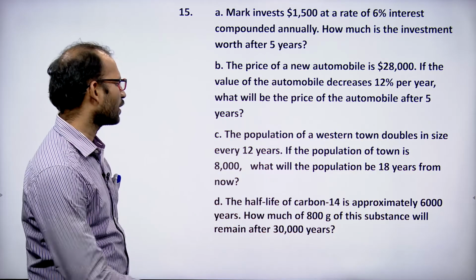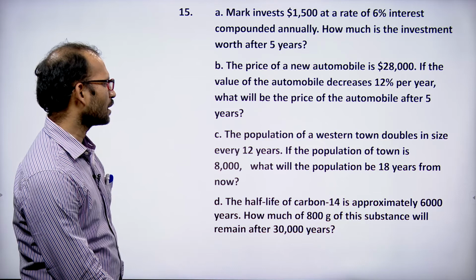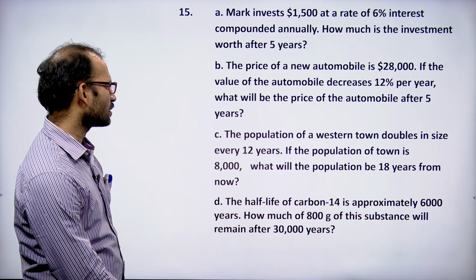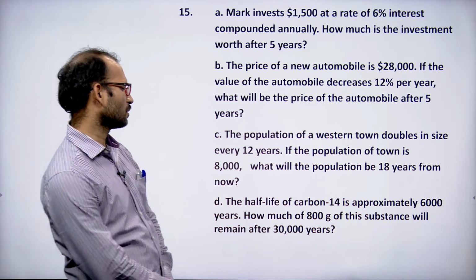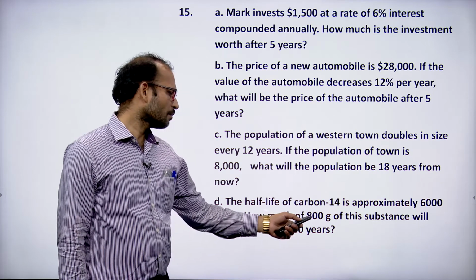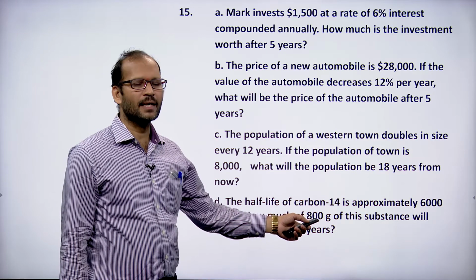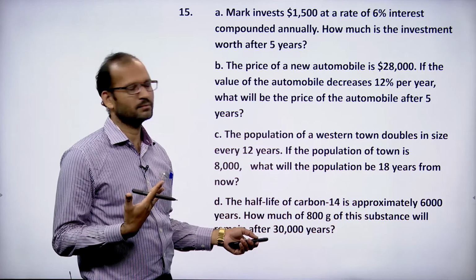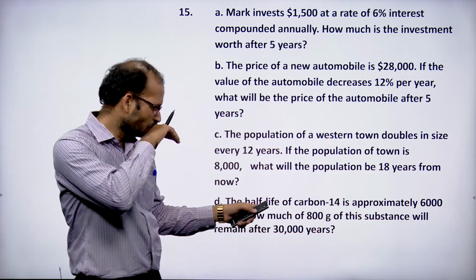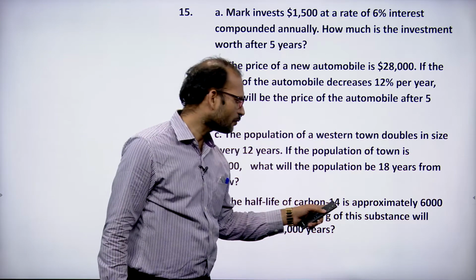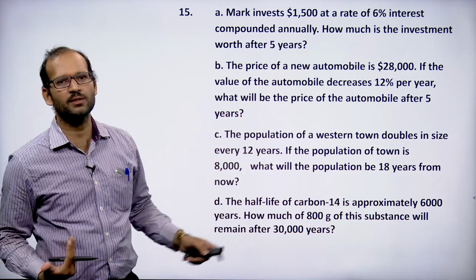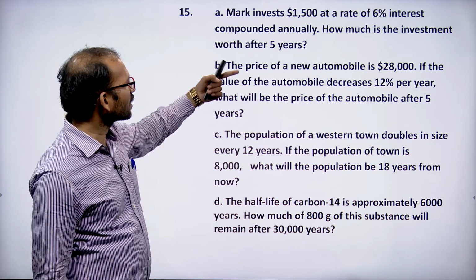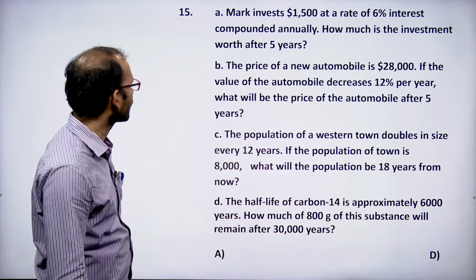The half life of carbon 14 is approximately 66,000 years. How much of 800 grams of this substance will remain after 30,000 years? After 30,000 years, in the 800 grams, how much will remain? That is the question. This is exponential decay, because of the half life of carbon 14. So every year it is decreasing. So exponential decay, exponential growth, exponential decay, exponential growth, right.